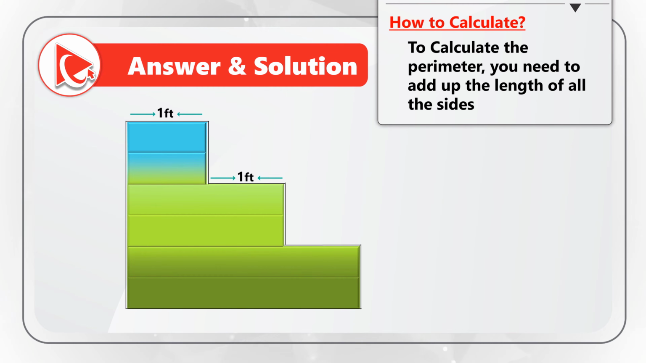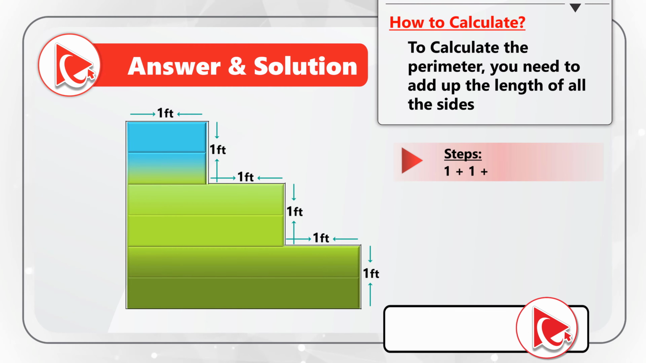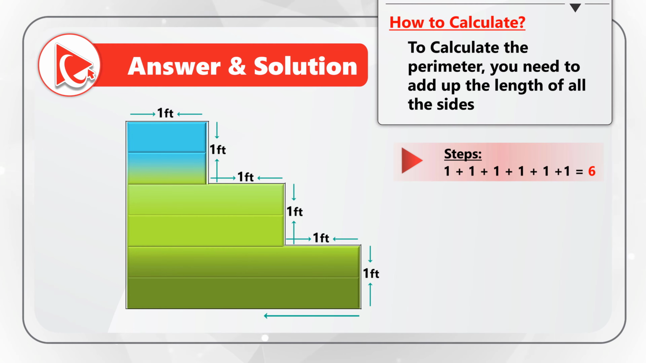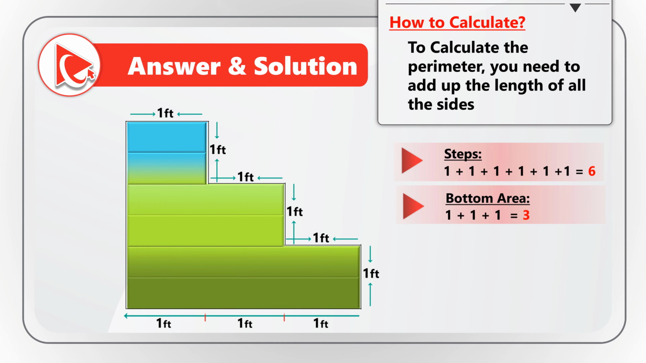The top sides are all 1 foot, and the height of every step is also 1 foot. So the steps would be calculated 1 foot plus 1 foot plus 1 foot plus 1 foot, and then you do it 6 times because it has 6 sides, which means that the perimeter of all the steps would be 6 feet.